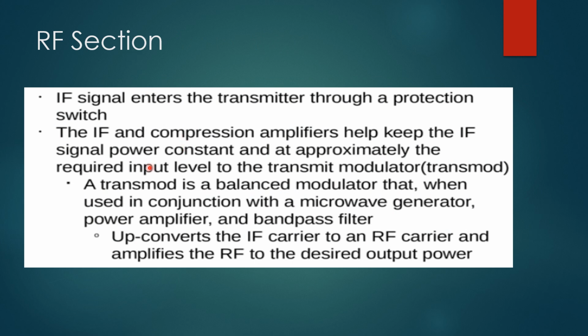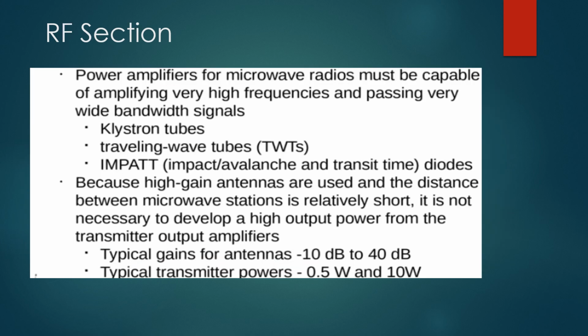Now the RF section, as I explained, IF enters through the protection switch, and there are amplifiers which keep the IF power constant and at the required power level to the transmit modulator. And the transmit modulator is used along with the microwave generator, power amplifier, band pass filter, etc., which is up converting the IF to RF. And further we are having the amplifiers which amplify the RF to the desired output power.